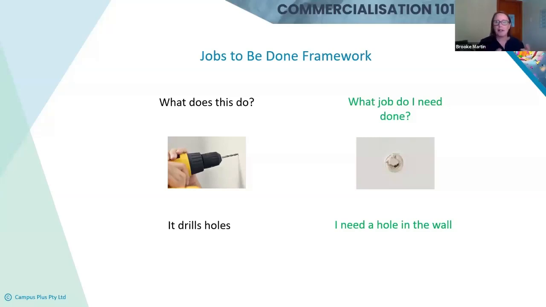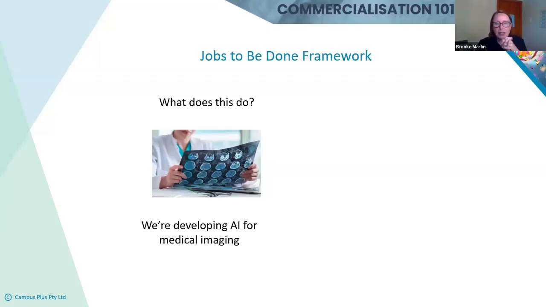The same sort of thinking applies in research as it does in this business framework, which is if we only describe our work in technical terms, we're describing a drill. And we miss the opportunity to explain the job that it actually performs in the real world, which is providing holes in walls. So, for example, a standard research description might be to say, we're developing AI for medical imaging. And absolutely, that tells you what you're doing, but it doesn't tell you why it matters.